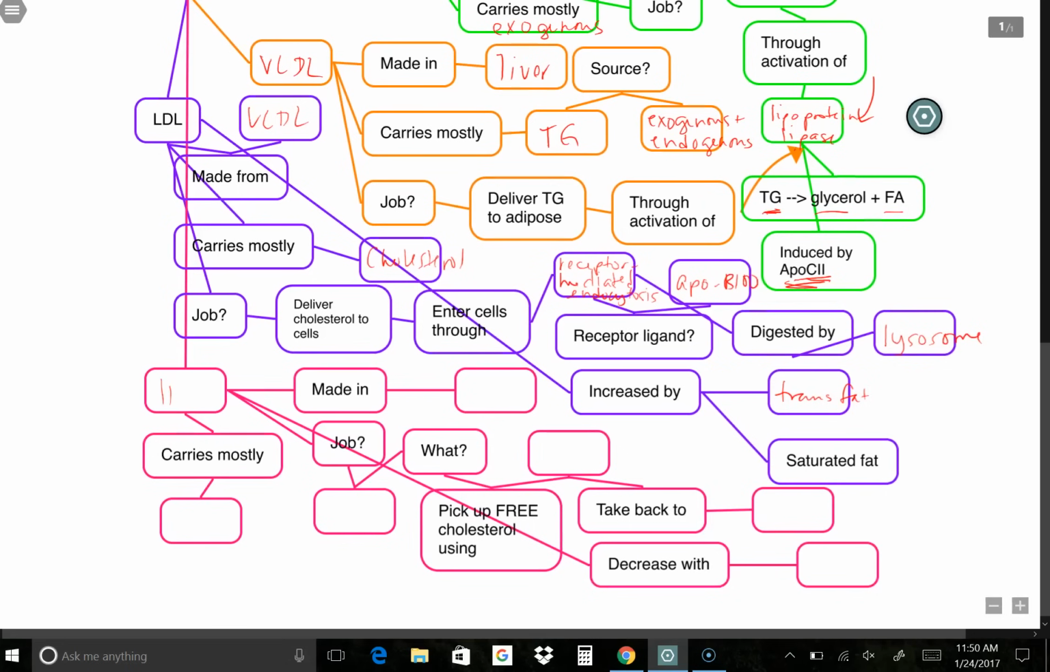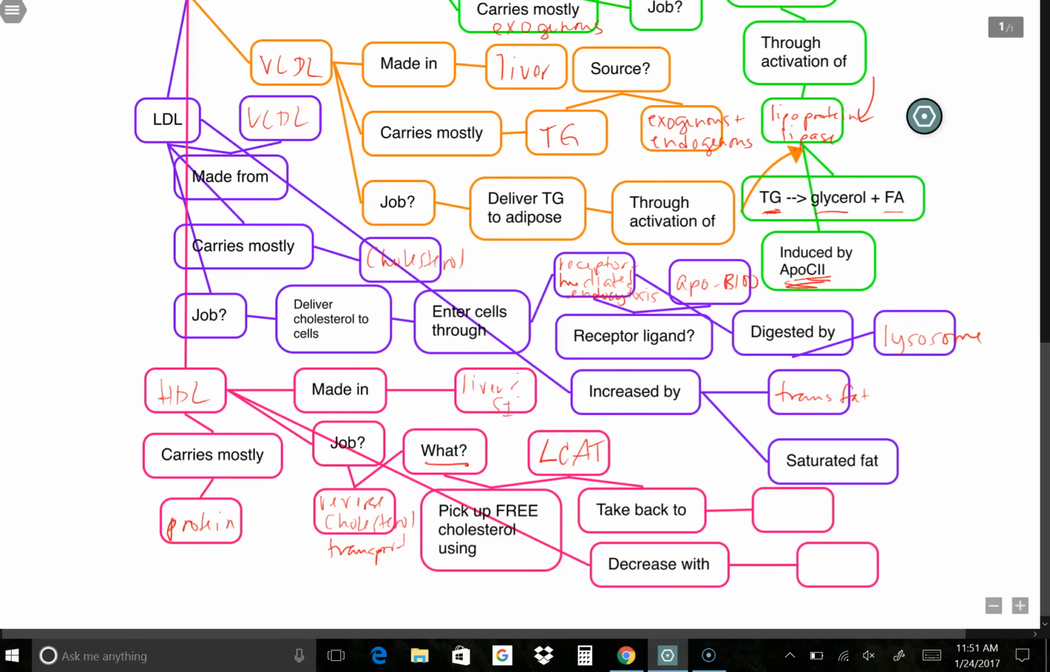Our last lipoprotein is HDL. HDL carries mostly protein. Those apoproteins are receptor ligands and enzymes. HDL is made mostly in the liver, but we do make a little bit in the small intestine. Its job is known as reverse cholesterol transport. So what does that mean? Reverse cholesterol transport means we're going to pick up free cholesterol using that enzyme that's called LCAT, lecithin cholesterol acetyltransferase. And in that process, LCAT will make a cholesterol ester.